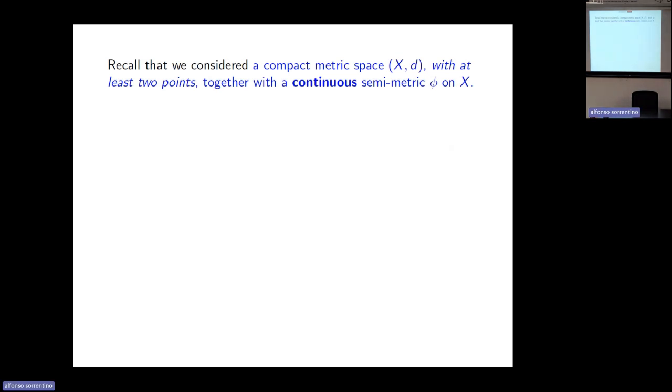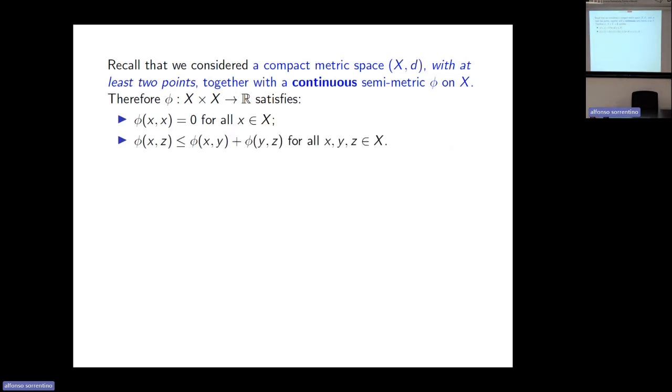We had a compact metric space with distance d and with at least 2 points. And together we had on it a semi-metric phi on x. So a semi-metric is a continuous function defined on pairs of points in x, such that phi xx is 0. And the second thing is that we have to satisfy the triangle inequality, but since it's not symmetric, the order is important. Okay?